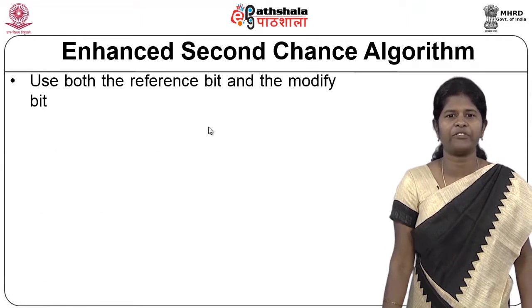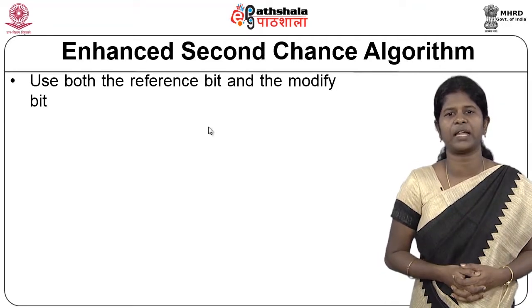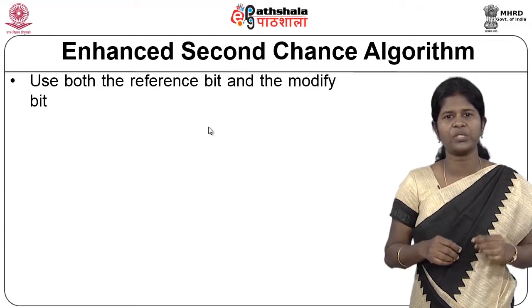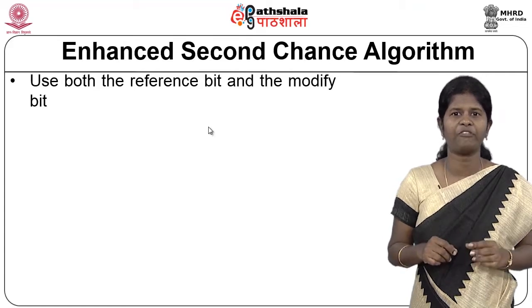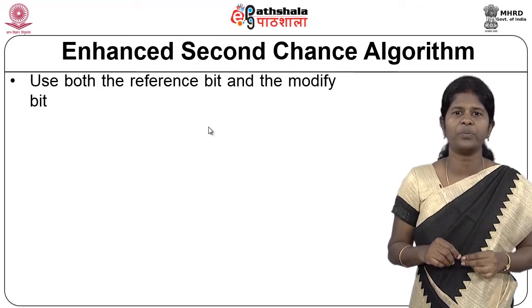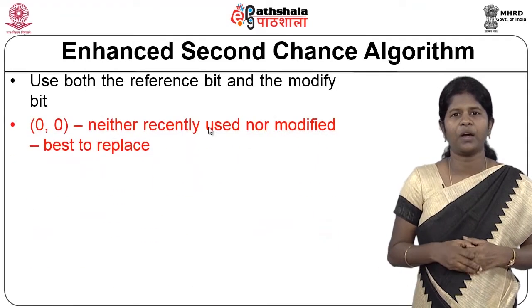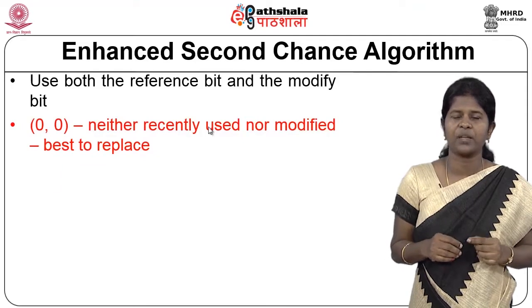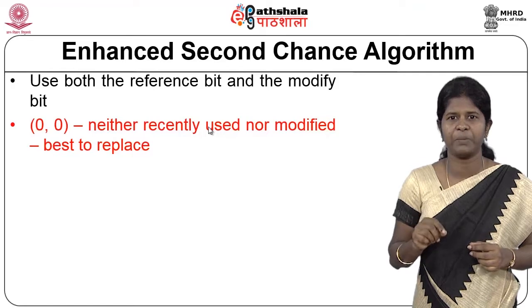Then you have another algorithm called the enhanced second chance algorithm. In the enhanced second chance algorithm, we use another bit along with the reference bit. So, you have a modify bit also added along with the reference bit. So, what is this modify bit? We have already learnt that whenever a page is modified, the modify bit will be set.